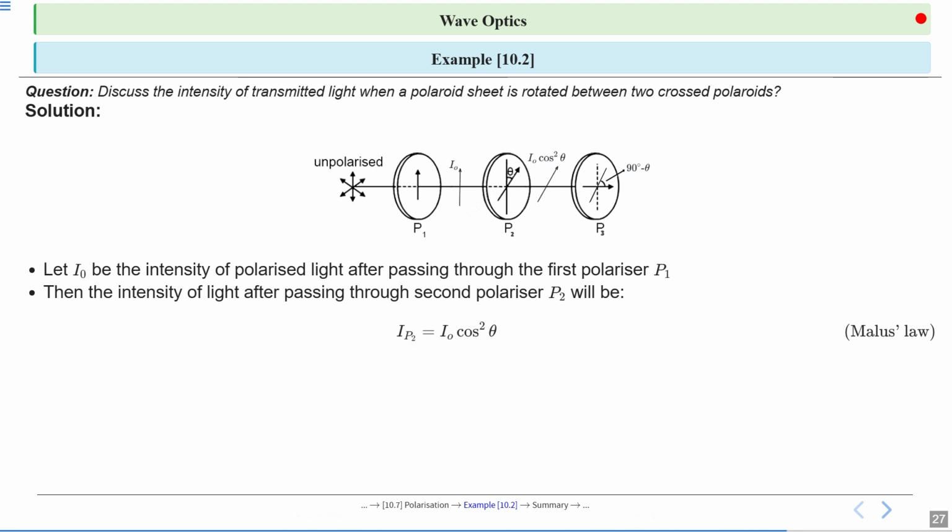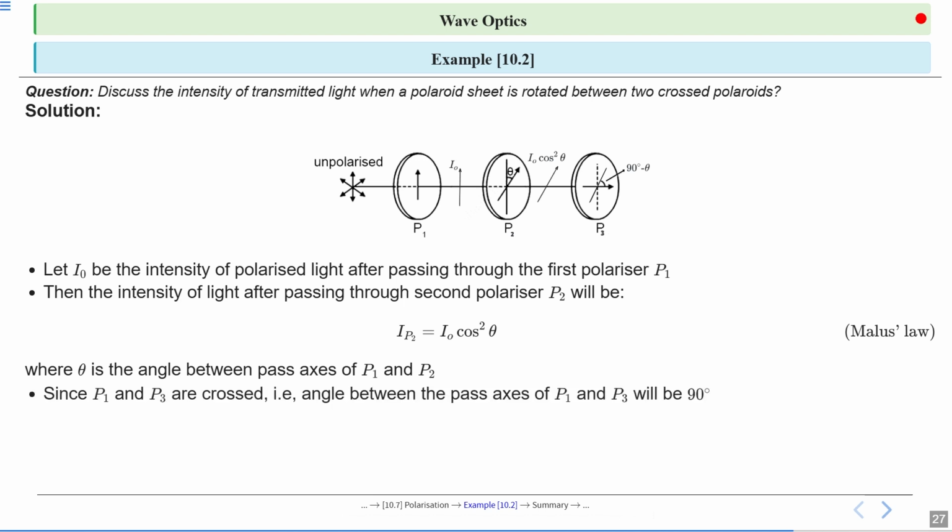According to Malus law, the intensity of light passing through P2 is given by I P2 equals I naught cos square theta. Theta is the angle between the transmission axes of P1 and P2, and I naught is the intensity transmitted through the first Polaroid P1. Now it is incident on the second Polaroid. After passing through it, the transmitted intensity is I P2, equal to I naught cos square theta according to Malus law. It's important to understand that theta represents the angle between the axes of P1 and P2.